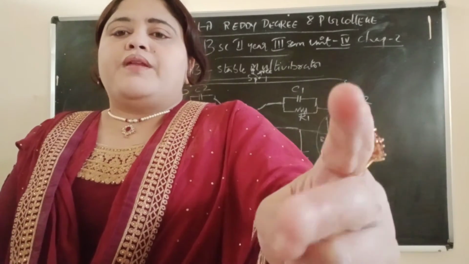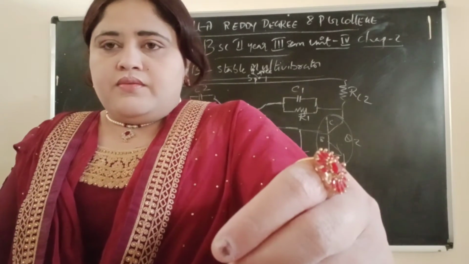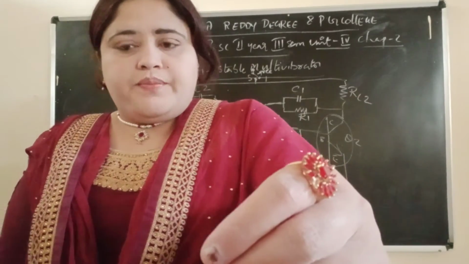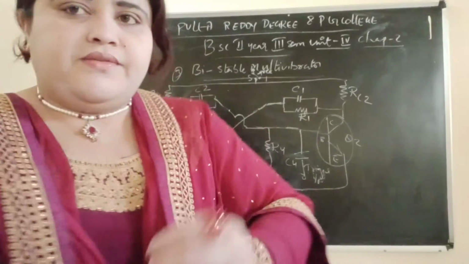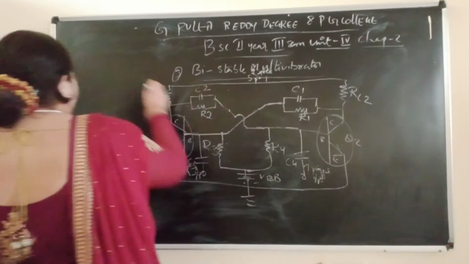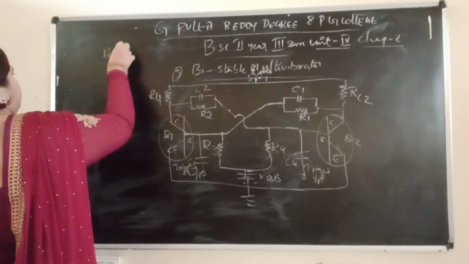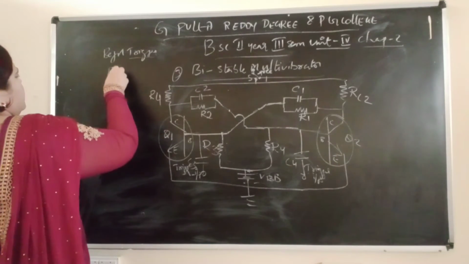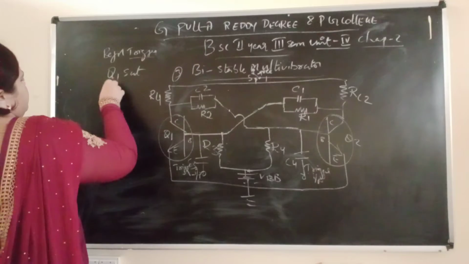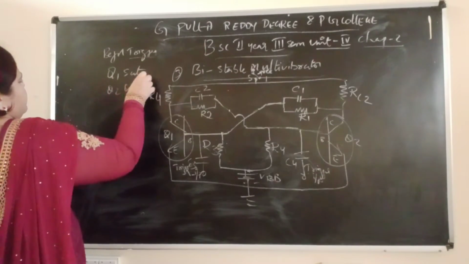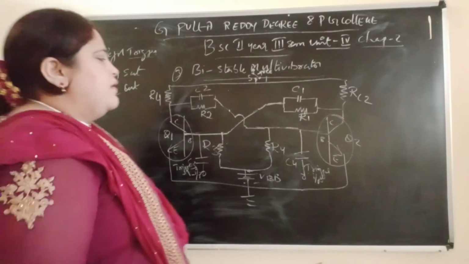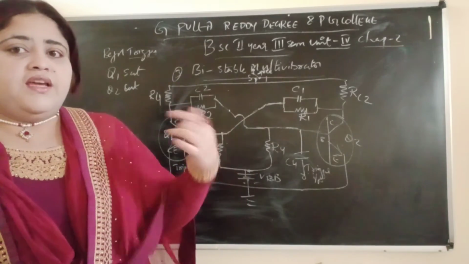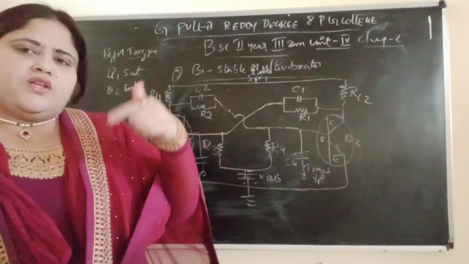See, the operation of this bistable multivibrator is divided into two forms: before trigger pulse and after trigger pulse. So before the trigger, what is the situation? Q1 is in saturation, Q2 is in cutoff. Okay, for that purpose, what have we studied? We have studied the astable multivibrator. Same operation you can write here.